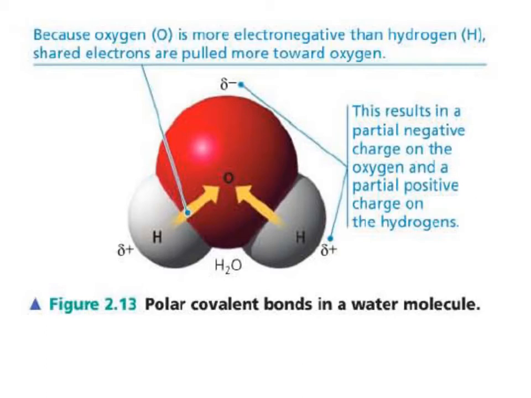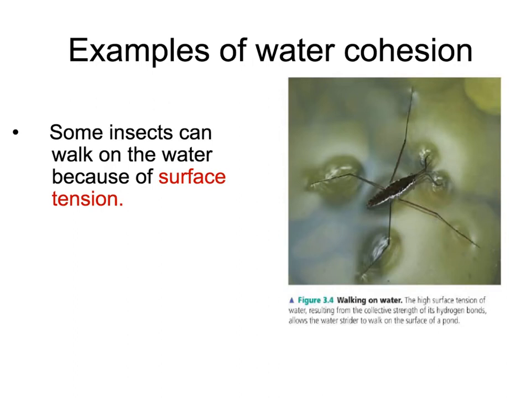Why do adhesion and cohesion occur? It results from these partial charges, the partially negative oxygen and the partially positive hydrogens. Cohesion results in the surface tension on lakes or rivers.